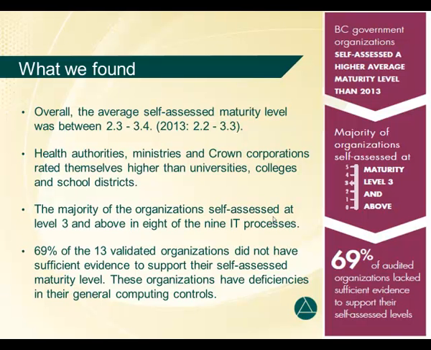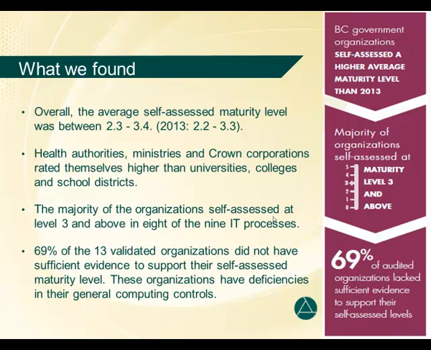Overall, the average self-assessed maturity level was between 2.3 and 3.4 on a 5-point scale. In the 2013 self-assessments, the average was between 2.2 and 3.3. Exhibit 2 in the report shows the range and average self-assessment maturity levels for each IT process, and Appendix A breaks the results down by type of organization. Health authorities, ministries, and crown corporations rated themselves higher than universities, colleges, and school districts. The majority of the organizations assessed themselves at level 3 and above in 8 of the 9 IT processes.